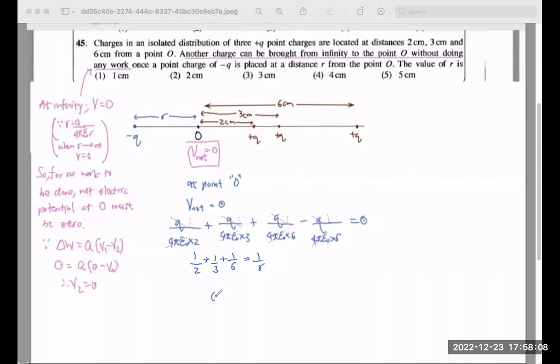You can take 6 as common, and what is the number? I'm going to get here 3. What's the number I'm going to get here? 2. What's the number I'm going to get here? 1. So it is 6 over 6 equal to 1 over r, so 1 is equal to 1 over r. So the final answer is r is equal to 1 centimeter. That's it. So the answer is the first one.